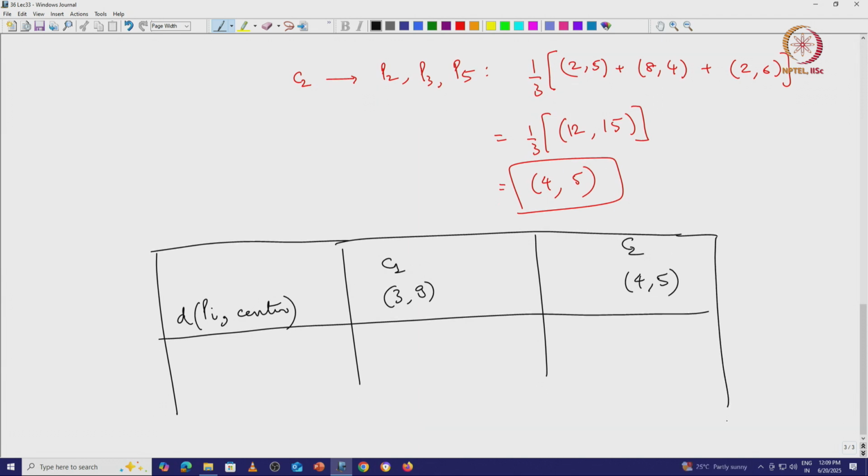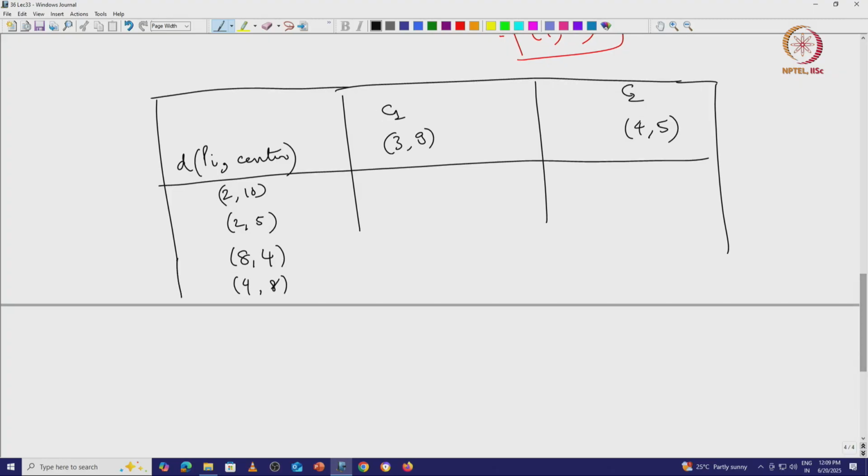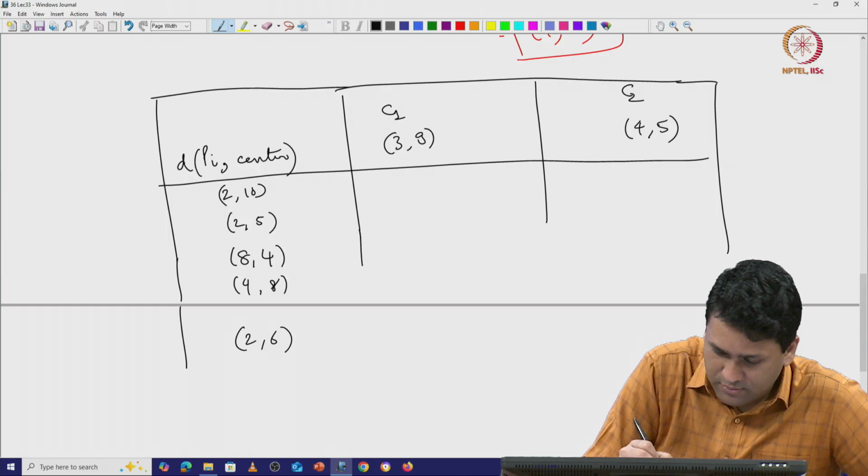So those data points, I'll write them down again. That's 2 comma 10, then 2 comma 5, then 8 comma 4 and 4 comma 8, and then the last row we will have to put onto the next page here. So that will be the last point, which is 2 comma 6.